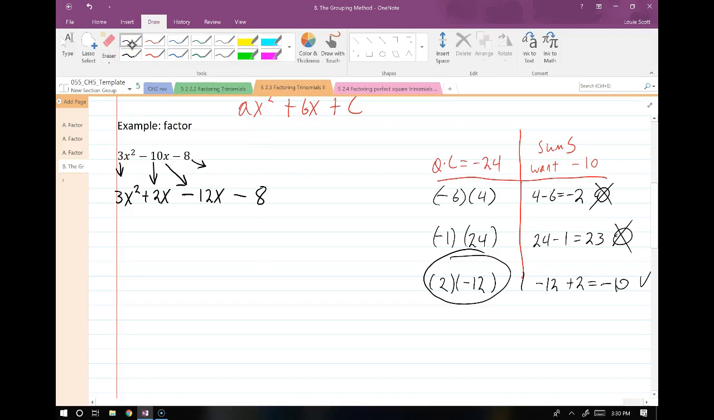Now that we've created these four terms, just notice, if we decided to add these two terms back together, they would still equal this middle term. So we haven't changed the value of anything. We've just rewritten it. Now that we have our new four-term polynomial, we factor it by grouping.